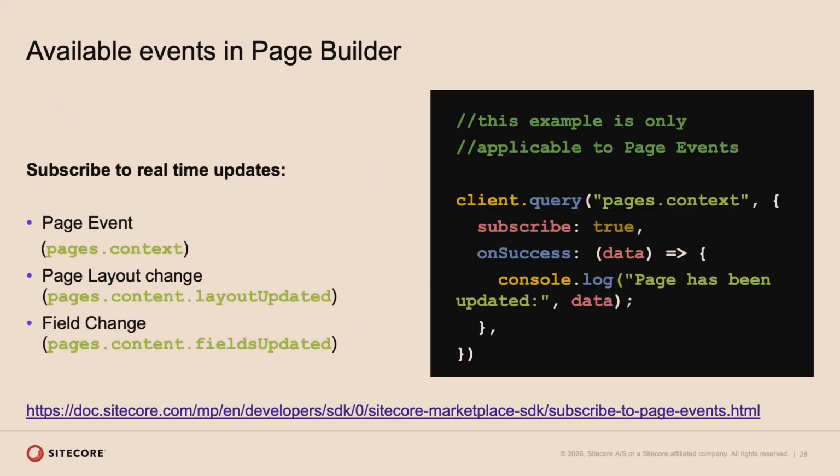And you can see this is an example of the SDK code you work with. You can see it's really simple to just subscribe to a Pages context event, and then that data object that gets passed through on success contains all the information about that event. What was the user doing at the time? What were they interacting with? What's the payload of the information you need to be able to render out the data correctly.